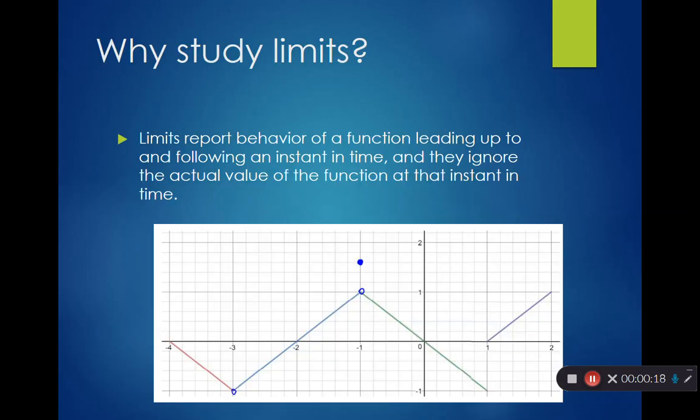And so why should we study limits? Well, I first want to say that limits are an important mathematical concept. They report the behavior of a function leading up to and following an instant in time, or leading up to and following an x value, and they ignore the actual value of the function. It's important to ignore the value at that point because it reports something about behavior and not about values. I'll explain that in a second.